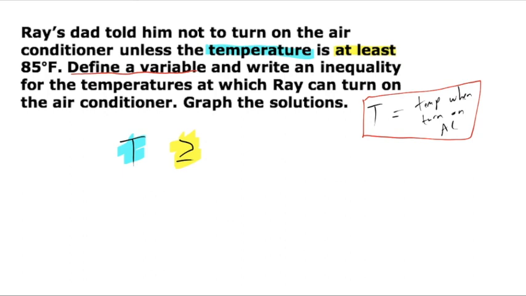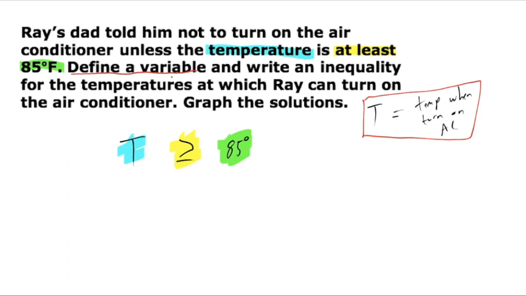And then we have 85 degrees. Notice that it went in the order that it was written: temperature is at least 85 degrees. So we have t is greater than or equal to 85 degrees. We just set up the inequality, so we did part 2 of this problem.